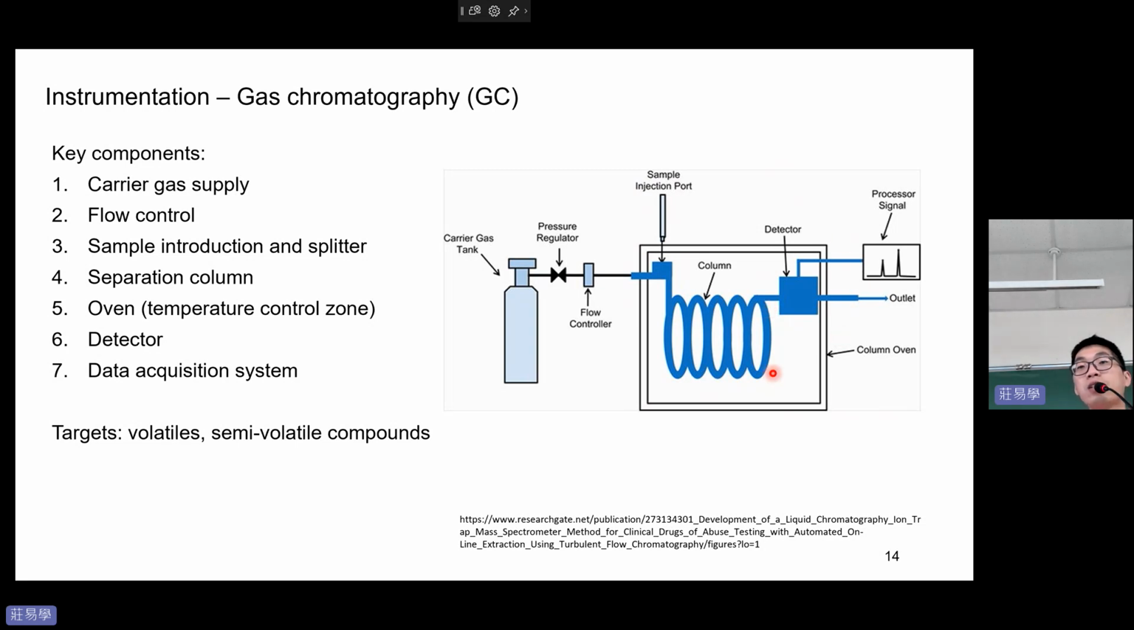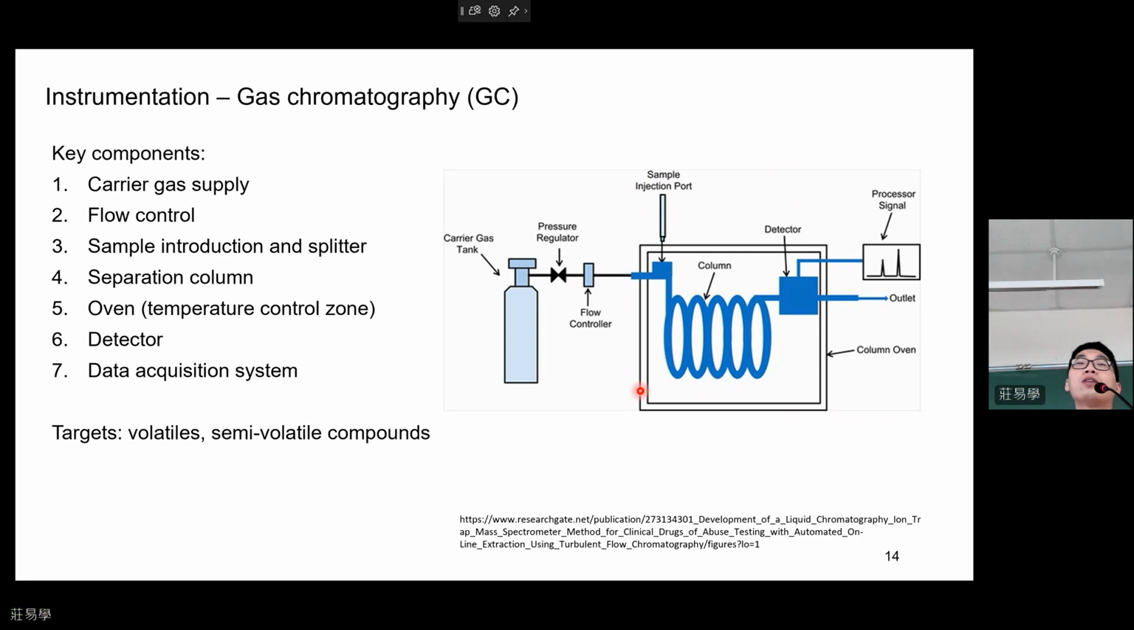At the end of the column it is connected to the detector. The detector is something that you use to quantify your target compound or other compounds. Connected to the detector, usually you have a computer to collect the signal. So those are the key components of a GC system.